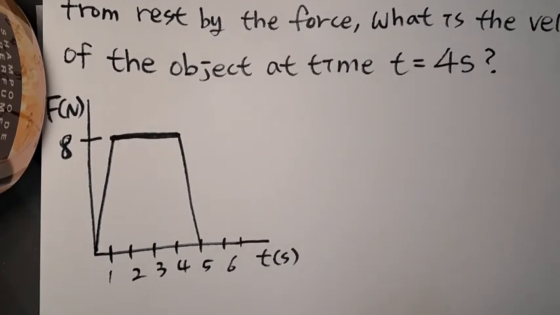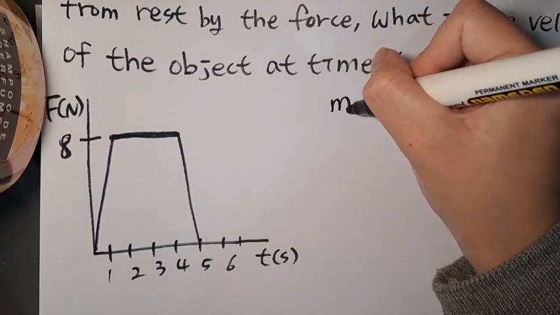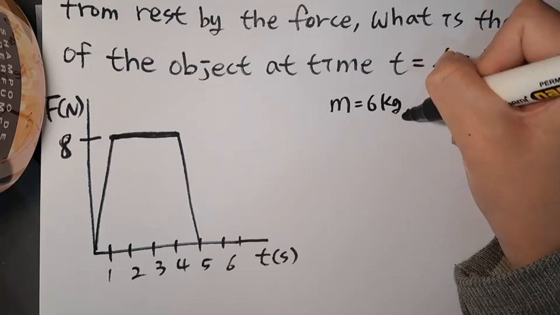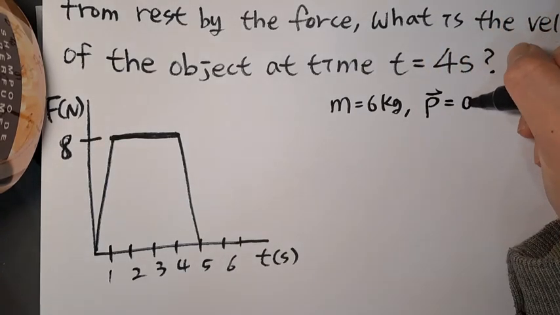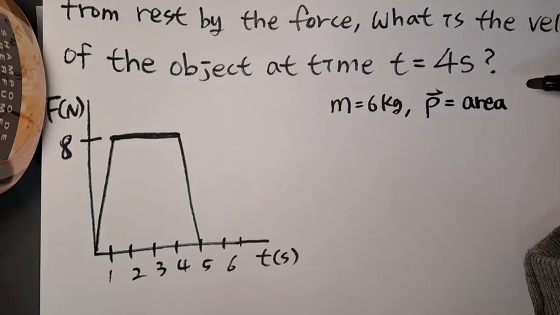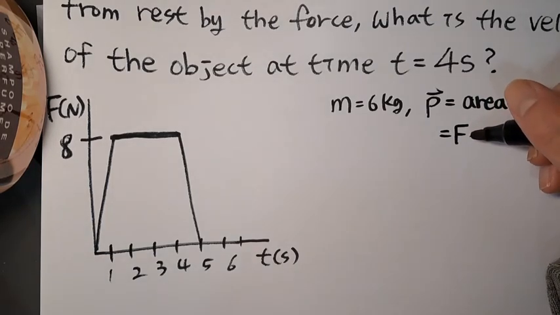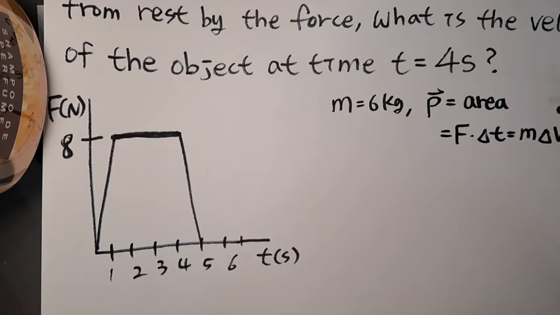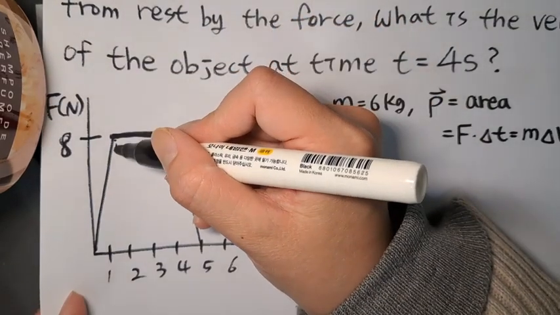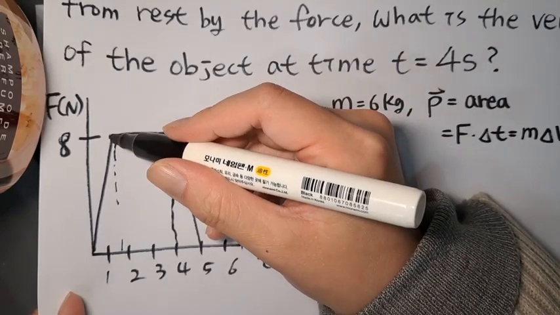So we are going to find the answer of this question. The mass is going to be 6 kg, and the momentum is going to be the area of this diagram, and this is also equal to this equation. So we are going to find the area of this equation.